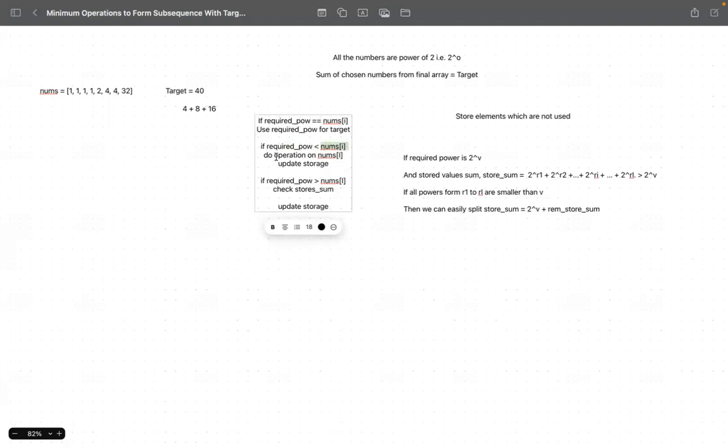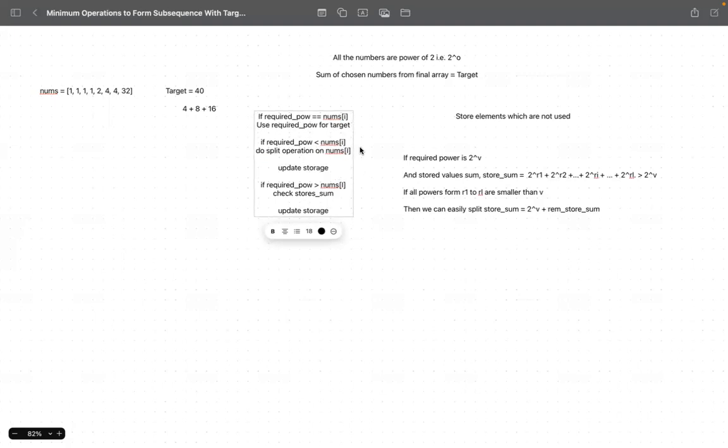So do a split operation on nums[i], and add to target. Okay, and whatever will be remaining, whatever values you are not using for the target, you will keep in a storage as well.